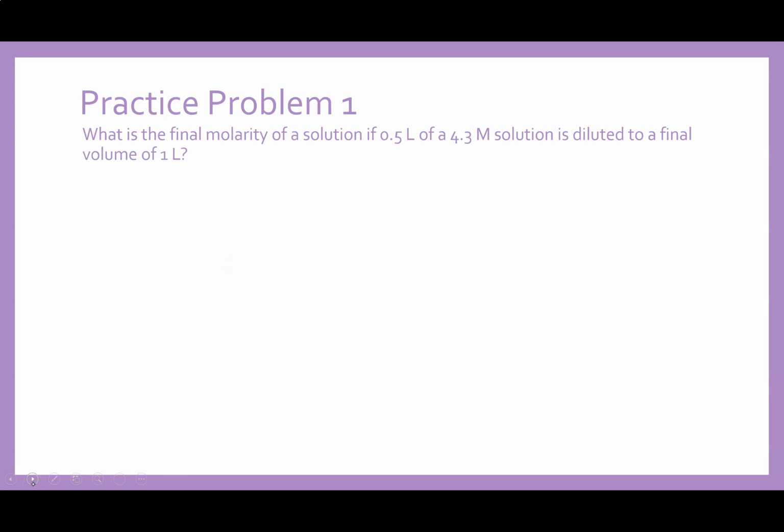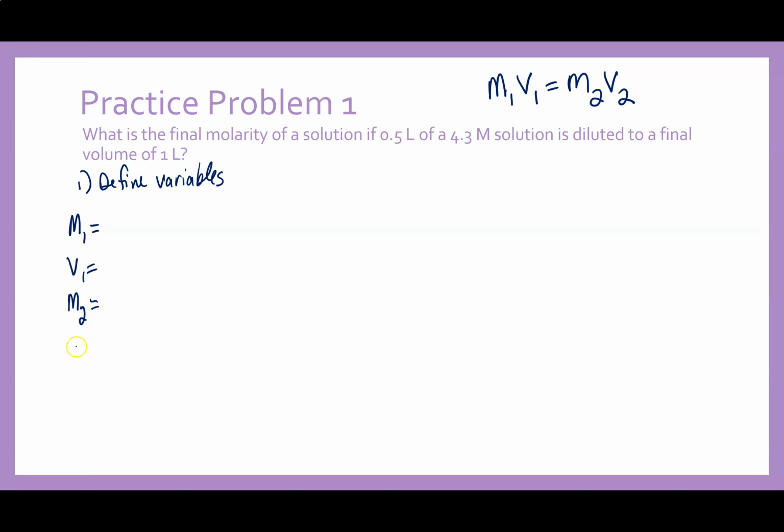Our first practice problem is going to use our M1V1 equals M2V2 equation. We're just going to write that up at the top so that we have it for later. From there, our first step is always going to be to define the variables. I'm going to write out what my variables are in my equation, and then try to identify them in the actual problem. So this says, what is the final molarity? So already I know M2 is going to be my X.